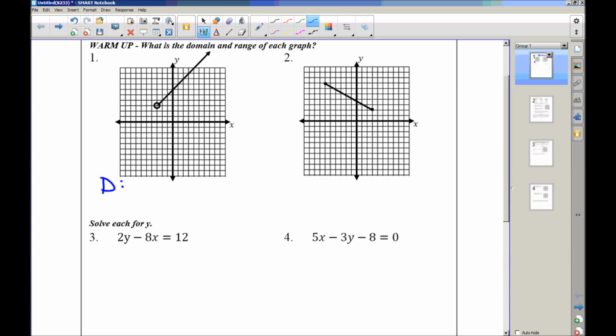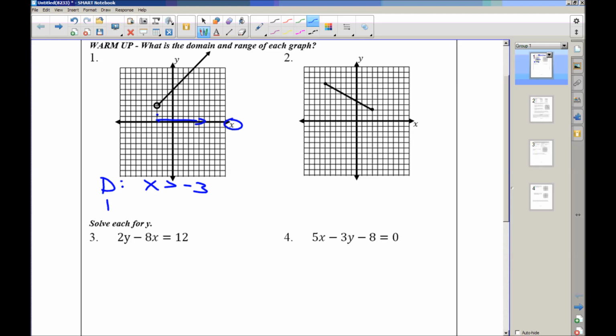So let's find our domain first. Inputs are our x, that's our left and right. And we only have a restriction on one side, and it seems like it starts at -3. Okay, so it's -3, and it keeps on going forever in this direction, so x is greater than -3. Notice no equal to because the circle is not filled in there.